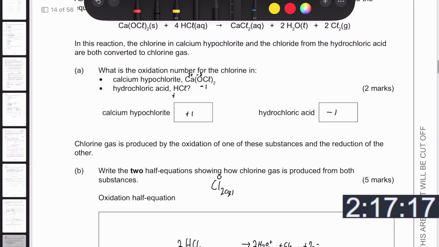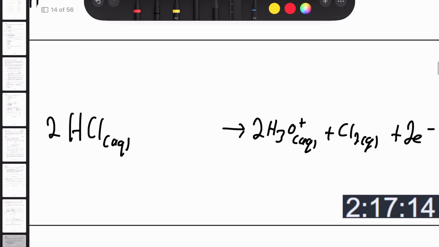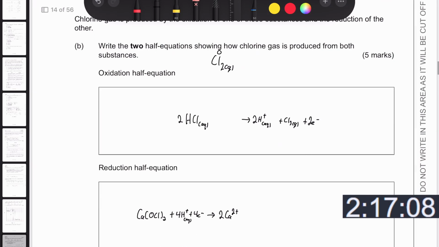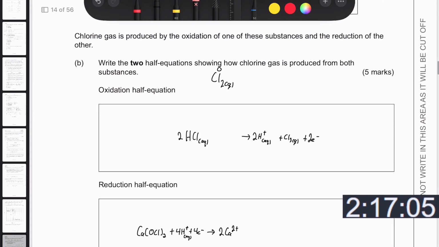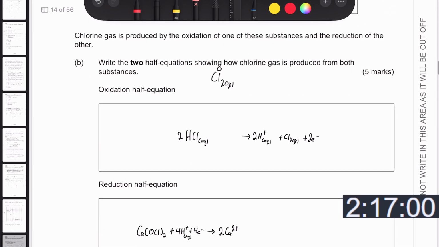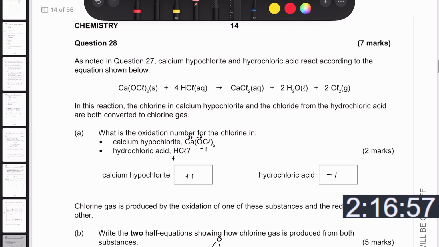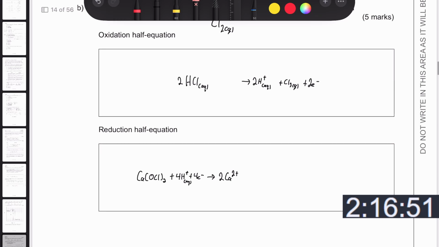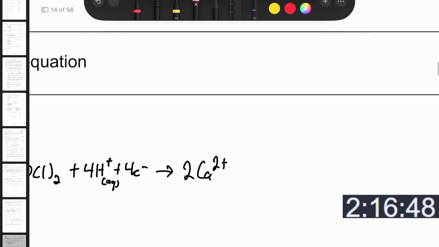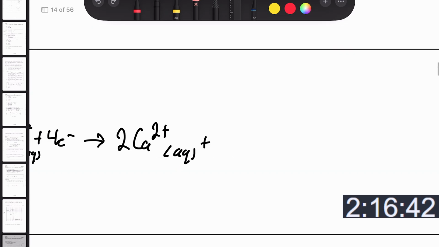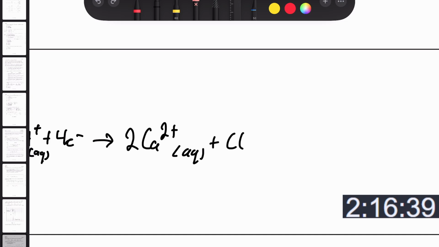I get rid of that. Just have 2H plus. So it needs to be 2H plus on the left. Ca, 4e minus, yes. CaCl2 aqueous plus 2Cl, Cl2 gas plus 2H2O liquid.